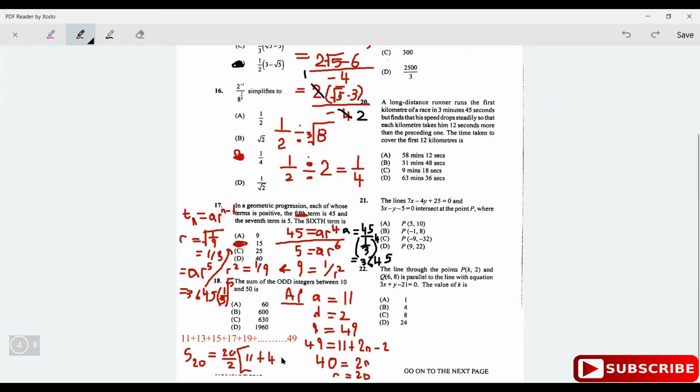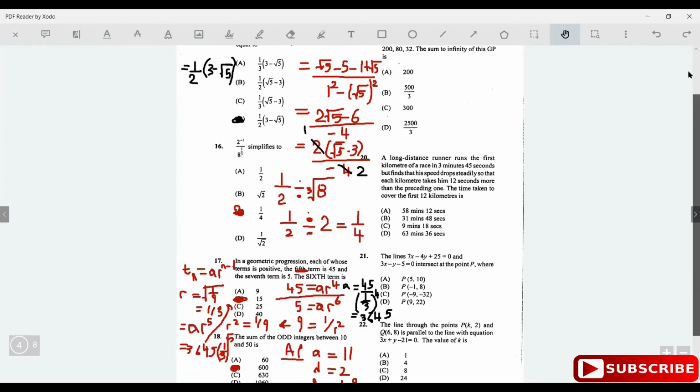And so we work that out. 11 plus 49 is 60. 60 times 20 over 2 is 10. 60 times 10 is 600. So that's option B. That's how we do that question.